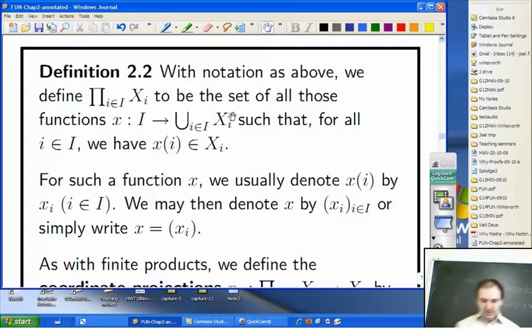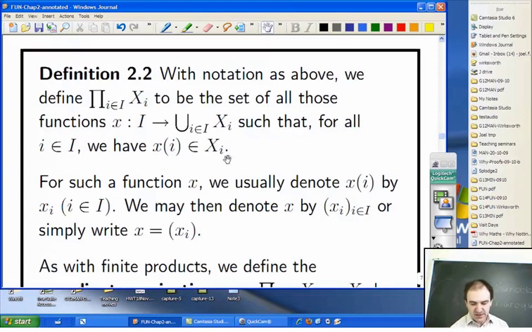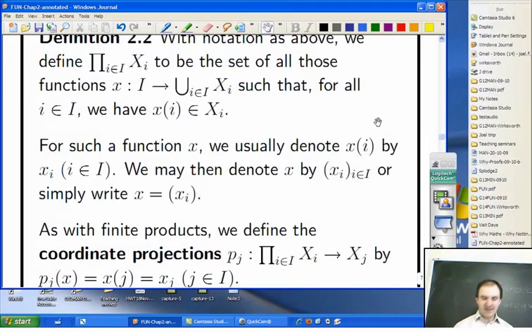So you say, let's take the union of all the X's, and that gives us a big set which includes everything we might want one of our coordinates to be. And then we look at all the functions x from I to there, and the idea is that x of i is going to be the ith coordinate. And we're going to call it x sub i in a moment anyway. But just for the moment, so that you know what it really is, here it is. It's a function taking values in the union with the property that for every i in the indexing set, x of i should be in the ith space. Once you've got a formal definition like that, we'll usually write x sub i instead and think of it as the ith coordinate.